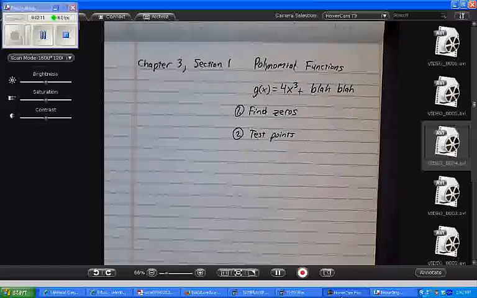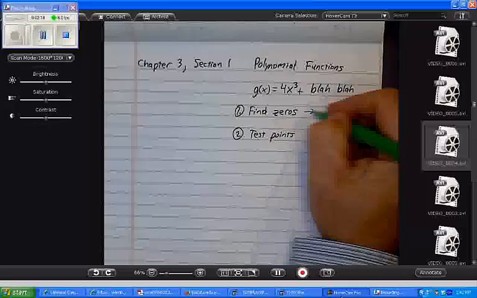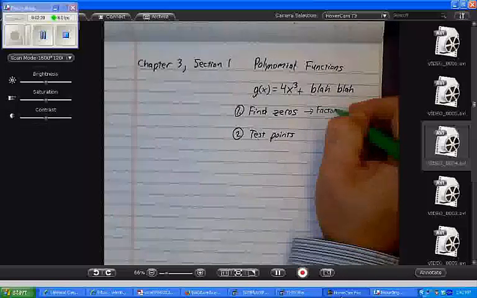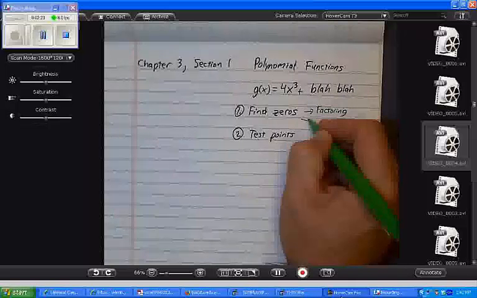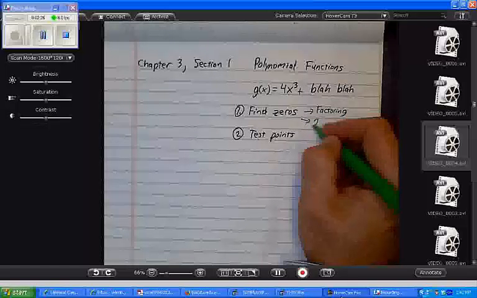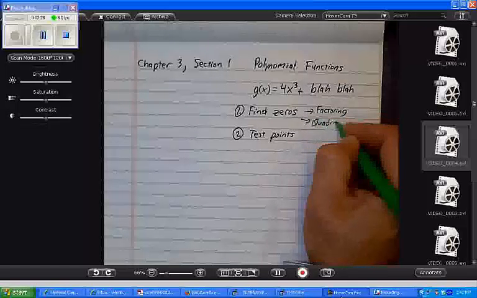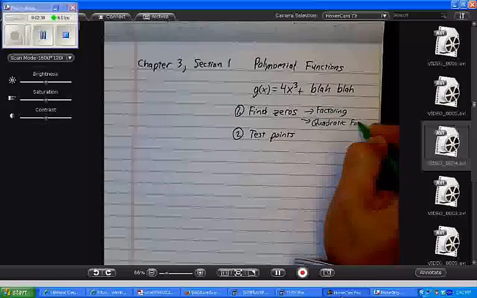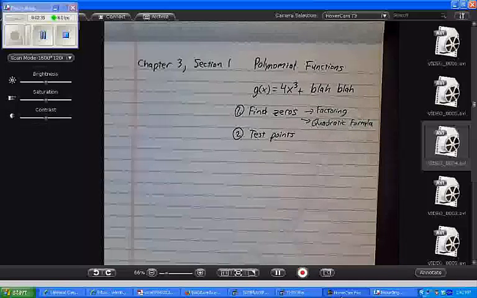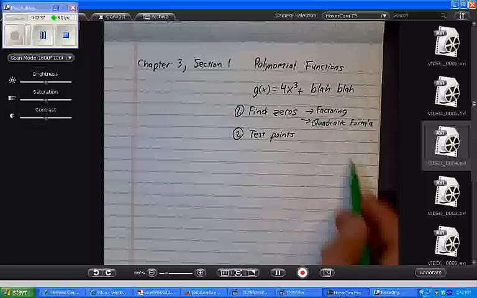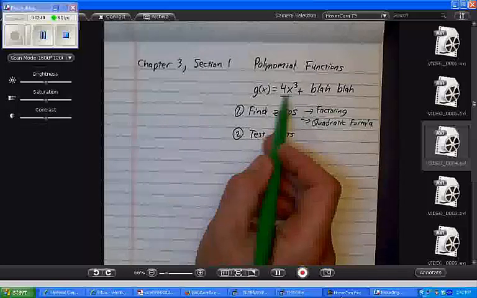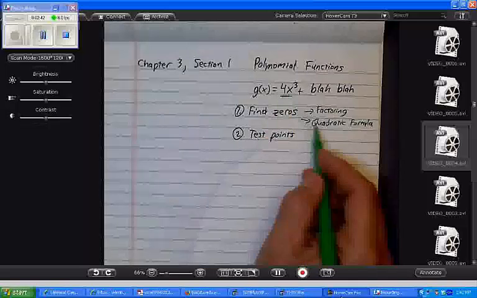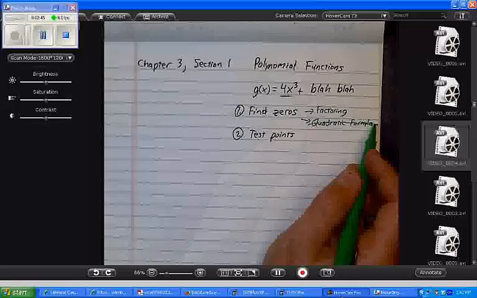By the way, back to the one we just did. How did we find the zeros? We did factoring. What's the other technique I said you could use? Quadratic formula. But here's the thing, guys. The quadratic formula works for degree 2 equations, quadratic. Can I use the quadratic formula if it's an x cubed thing? No. So you're out of luck unless you can factor. And factoring's hard.